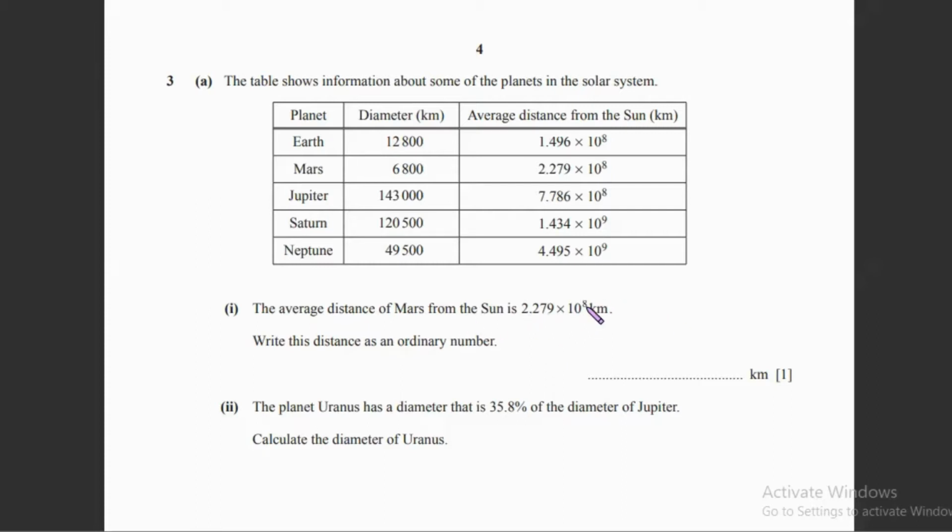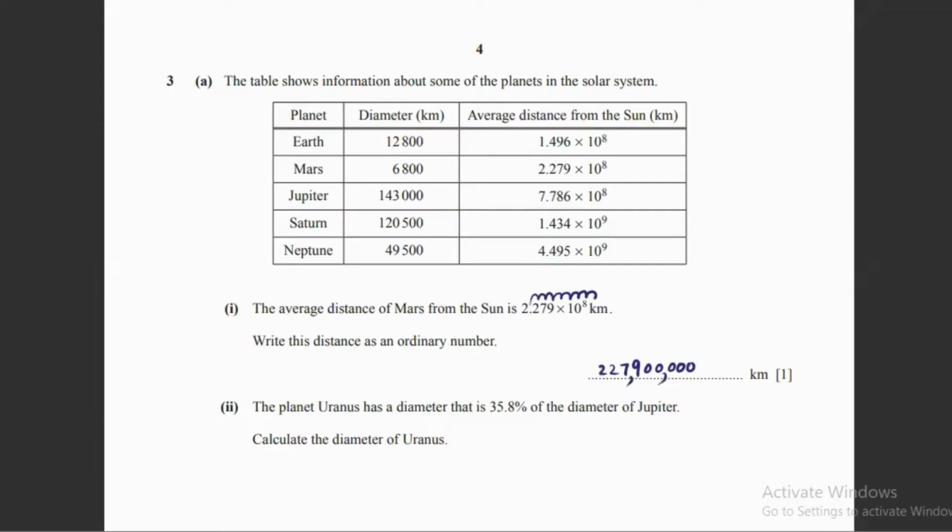Ordinary number means we need to get rid of all the powers, the 10 to the power 8 should be completely removed. So in that case, this decimal point that we have here has to move 8 times to the right side. The reason why it has to move 8 steps to the right is because we have 10 to the power of 8. It becomes 8 times larger. So when it moves that way, we end up getting 2279, and we have 1, 2, 3, 4, 5 spaces. So we are going to fill that with zeros. So this will be our answer.